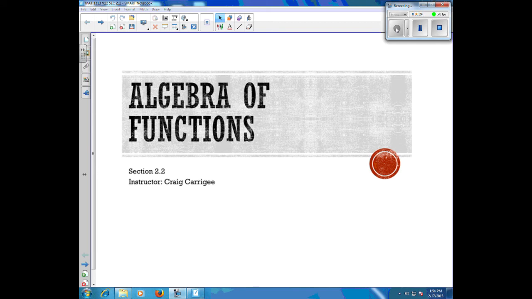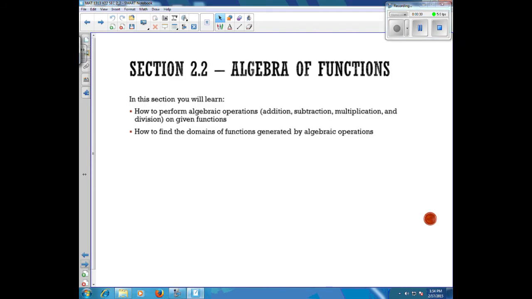All right, everyone. So today we're going to talk about the algebra of functions, or using algebraic operations on functions. In this lesson, we're going to talk about how to perform algebraic operations, addition, subtraction, multiplication, division on given functions, and then how to determine the domains of these functions generated by these algebraic operations.